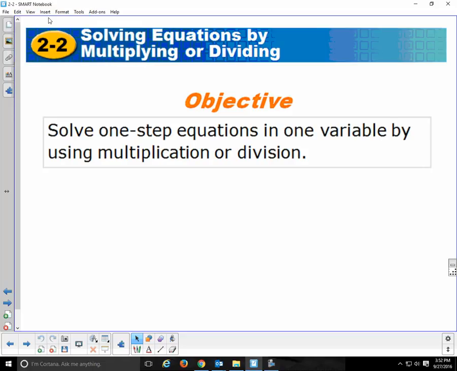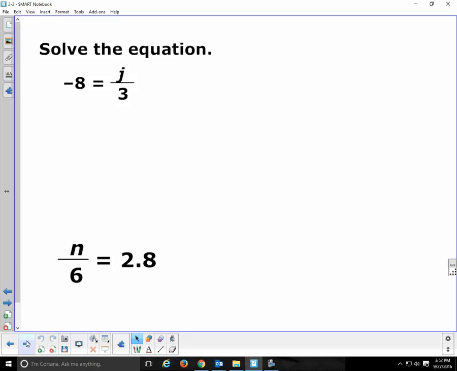In the last section, we looked at solving one-step equations with adding or subtracting. Now we're going to be looking at one-step equations again, but this time solving with multiplying or dividing. So our first one, first two, I guess. Same idea. We're going to be balancing the equation. We're going to be using the inverse operation, the opposite.